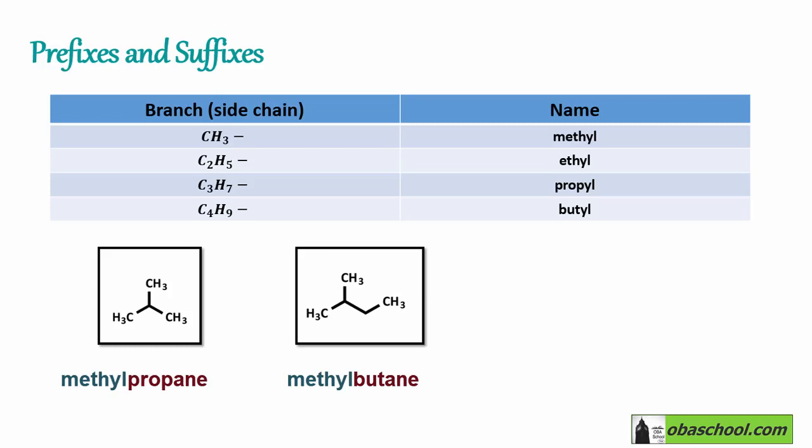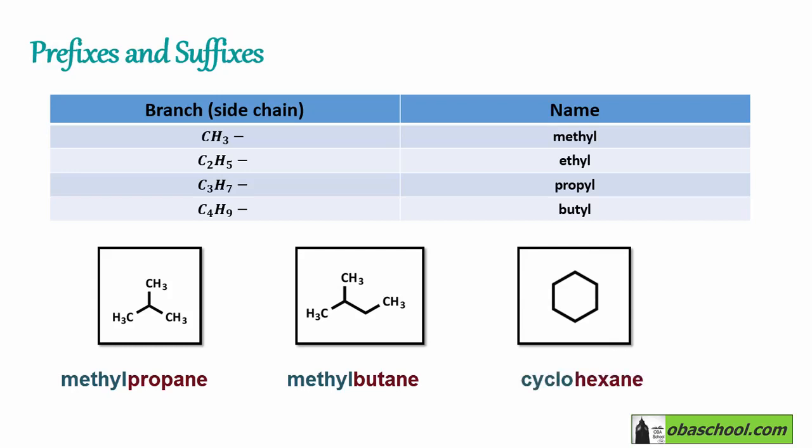Moreover, hydrocarbon ring molecules will have the additional prefix cyclo. So this compound will be named cyclohexane. Why hexane? Because if we count the number of carbon atoms, we will find that we have 6 carbon atoms. And the bonds are single bonds, so it is hexane. And because it is cyclic, so it formed a cycle, then it will be named cyclohexane. In the next tutorial, we will be talking about suffixes.